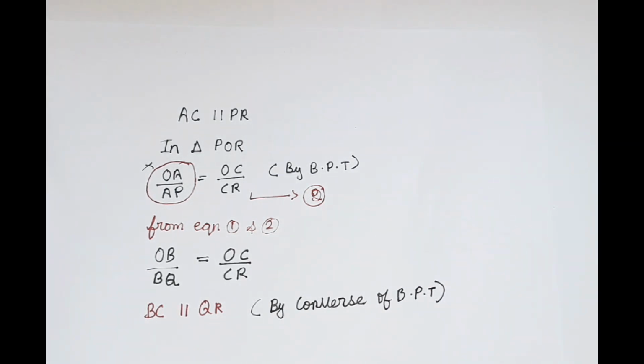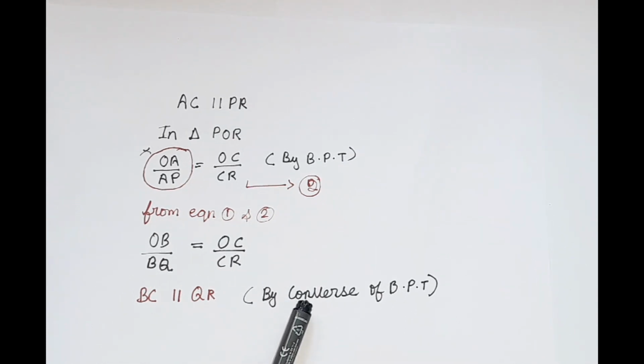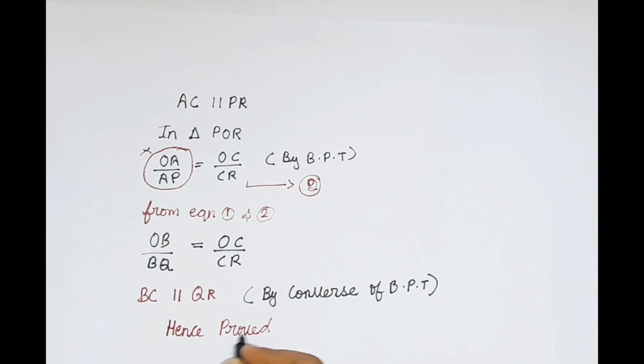Why? Because then only we can write this BC is parallel to QR. If you don't write by converse of BPT, then there is no use of writing BC is parallel to QR. We are supposed to write this, that is converse of BPT. Then only our answer is correct. Since we wrote by converse of BPT, we can just write hence proved. Otherwise, please guys don't write it, otherwise you won't get a mark.